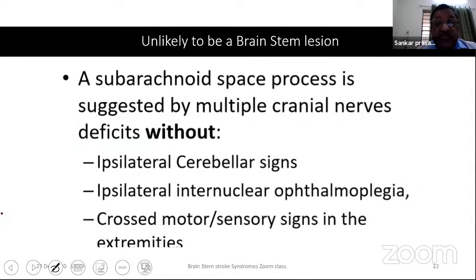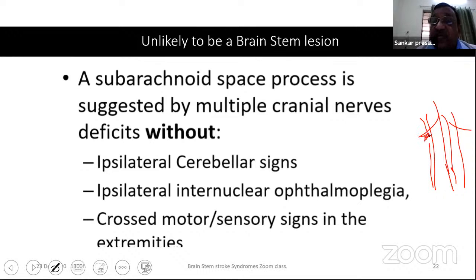In addition to that, these cranial nerves can be afflicted when they are in the subarachnoid space, as suggested by multiple cranial nerve involvement. If you remember the diagram of the brainstem, so many tracts are going up and down, and the nerves are coming out, and this is the subarachnoid space. So only cranial nerve deficits not associated with any of the tract deficits, that is no ataxia, no hemiparesis, multiple cranial nerves, will suggest a subarachnoid space localization, except the internuclear ophthalmoplegia, which I will show you in the coming slides.